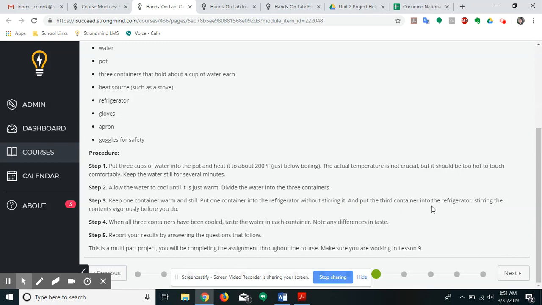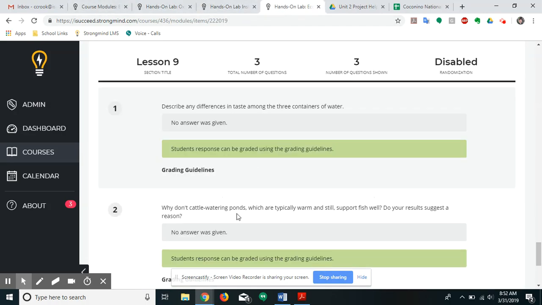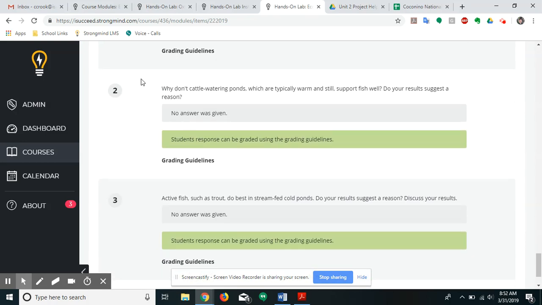Okay, and then what you're going to do is taste it when they've all cooled down. And you're just going to report your results. It's fairly simple there. And just tell me what you taste. Okay, so describe what you taste in there. And then you're going to start applying it to real world scenarios. You guys, for these ones, please use some evidence to support. You can use evidence from previous modules to do this, but there needs to be some evidence in there. Otherwise, I'm going to dock you points.